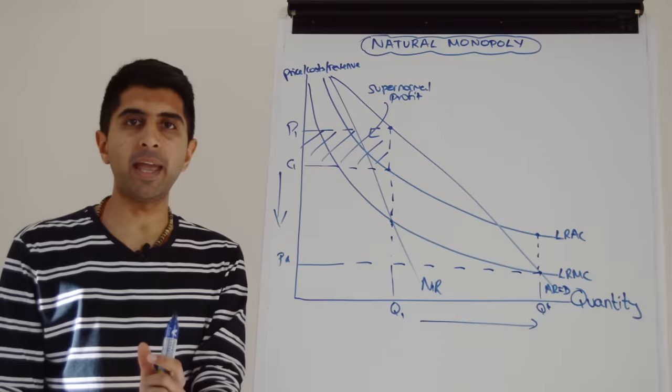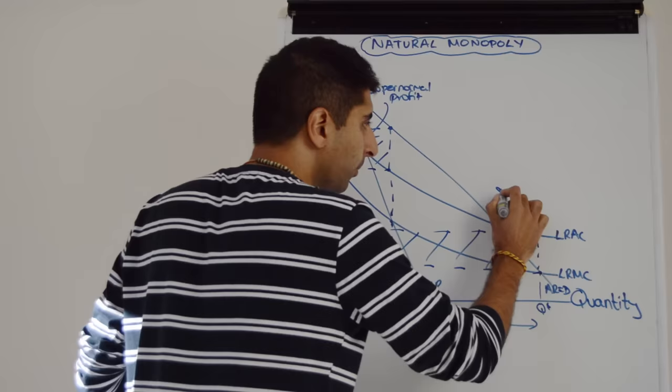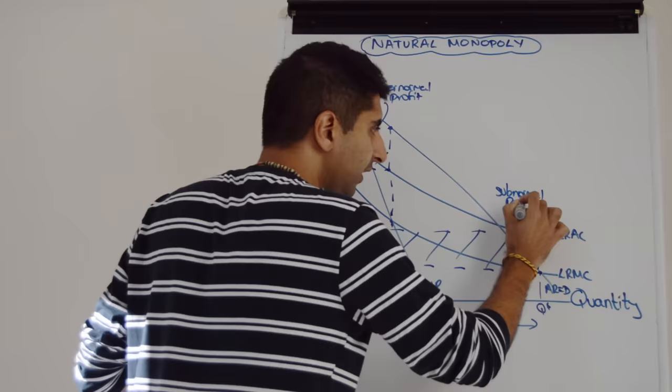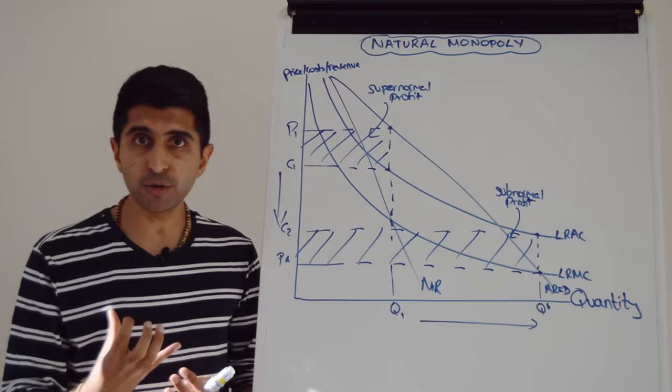But multiply that by all of these units, we have a huge area here, a huge area of subnormal profit. Let's label it as such, subnormal profit here. So the natural monopolist is saying, look, you're killing us, regulator, by forcing us to produce and price at the allocatively efficient point. That's not good enough. That's not fair for us. If you want us to continue producing, you've got to do something.